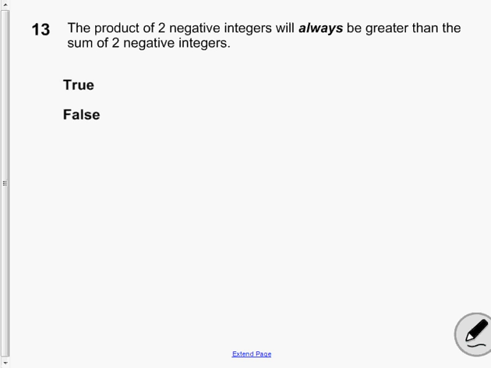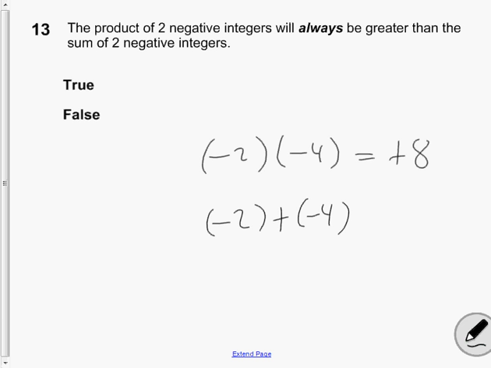Question 13, the product of two negative integers. So I'm going to just choose a negative integer and a negative integer, doesn't matter which one, will always be greater than the sum of those same two negative integers. So if I take those same two negative integers, will it always be greater? Well, if I multiply a negative by a negative, I will always get a positive product. But when I add any two negative numbers, no matter what two negative numbers they are, adding them together will always give me a negative number, no matter which two I choose. So the answer, therefore, is true. The product of two negative numbers will always be greater than the sum of two negative numbers.